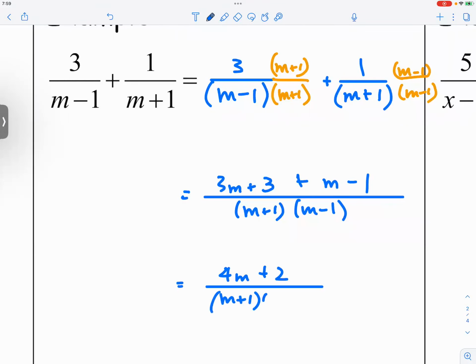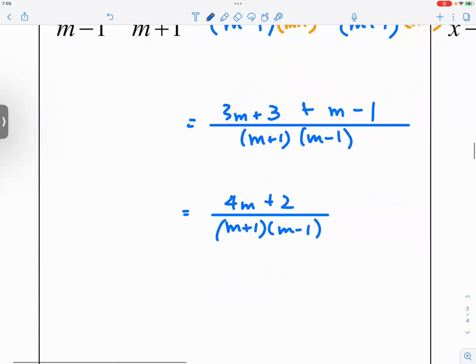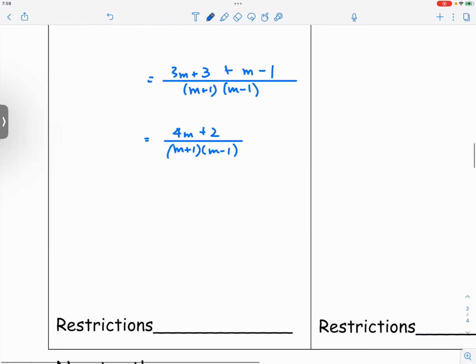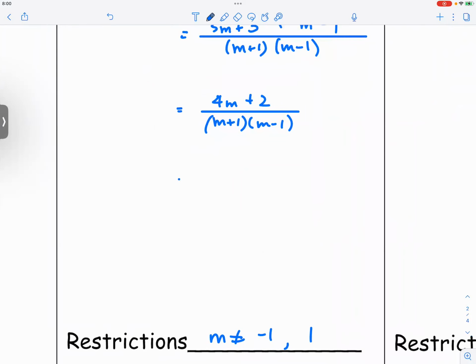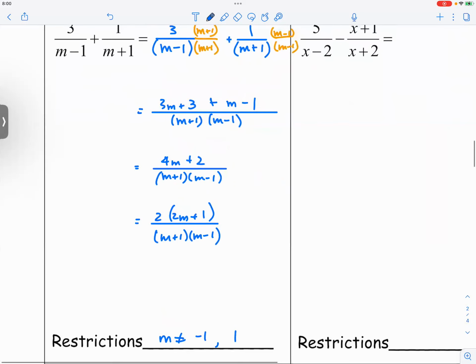And I think this is also a good time for us to write down our restrictions, because that's the moment before we start canceling out terms. So m cannot be -1 and 1. Okay, because if m is either of these two numbers, that would make the denominator 0. And for the numerator, you can factor out the 2, but it's not something you can cancel, which is fine, but you still want to factor out to present your final answer. Okay, so again, the concept, it's old.